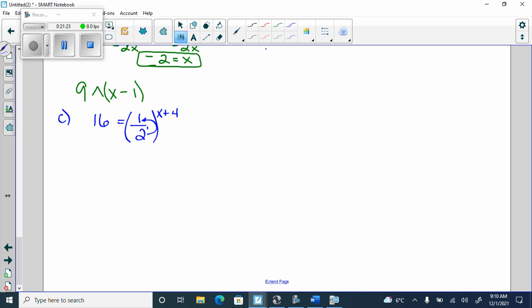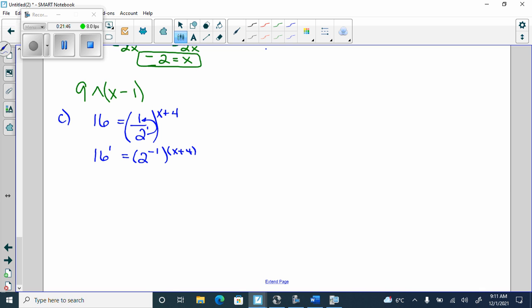Negatives you can move to make positives. Positives you can move to make negatives. It doesn't really matter. So I can move this up so I can go 16 equals 2 to the -1, to the x plus 4. And I'll always do this as well. I'm going to raise this as 16 to the 1 so I know that it has an exponent as well. The exponent is just a 1. It's nothing that important.